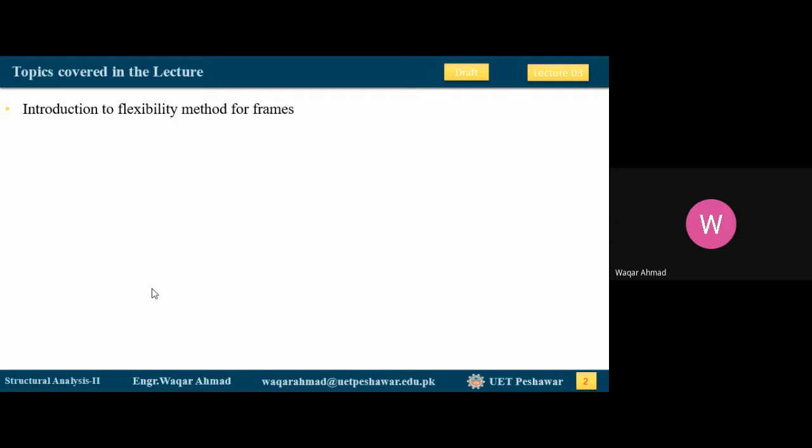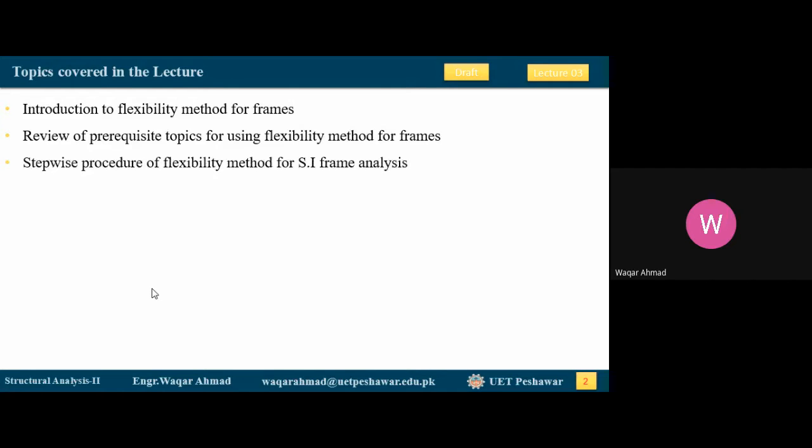Initially, we will introduce this method for frames. We already did it for the beams, but today we will do it for frames. We will review some prerequisite topics for the flexibility method. We will discuss them as they are necessary for you to know before you start doing the flexibility method for frames. We will also discuss the stepwise procedure for this flexibility method. We will discuss each step.